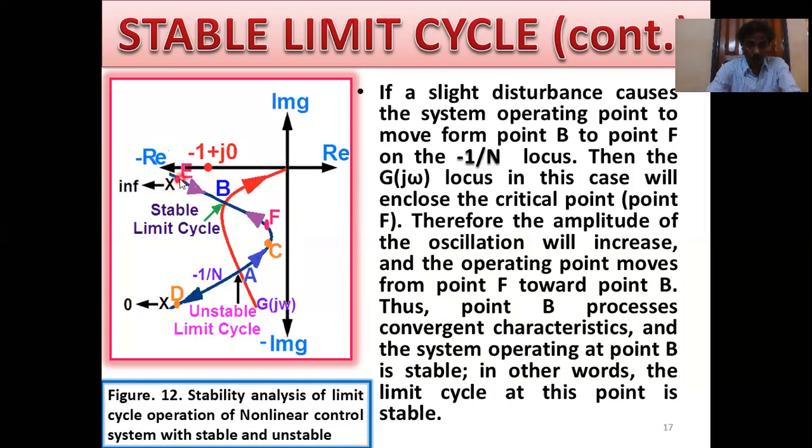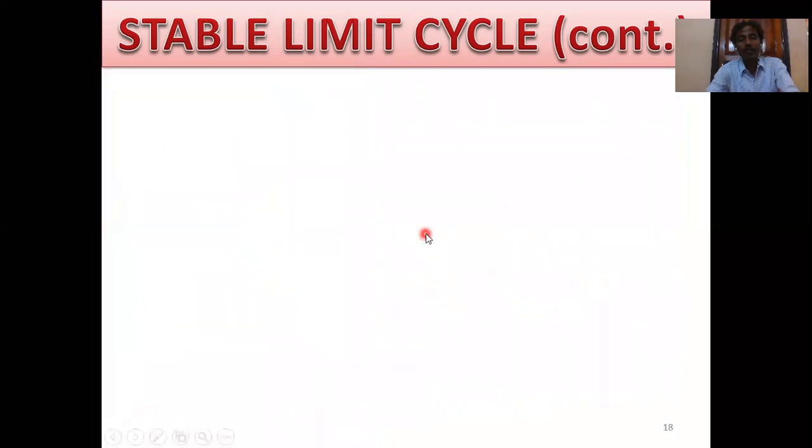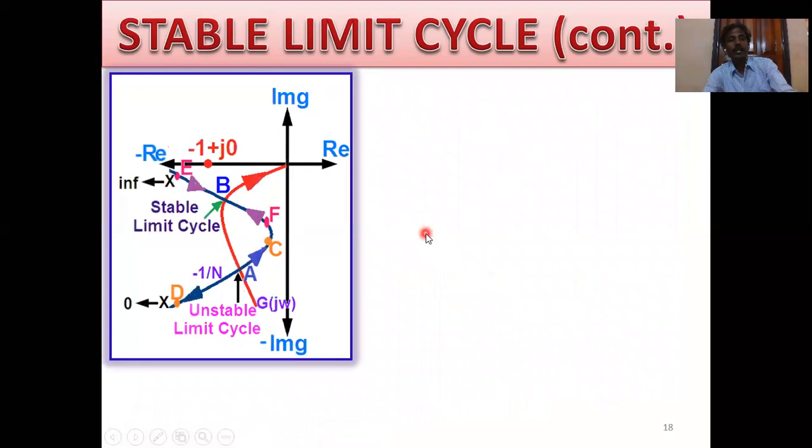So for outside, this is stable in the Nyquist sense. So x decreases, this is the decreasing direction, and when inside, enclosing the z omega locus, then oscillation increases. That's why x increases, and when x increases, this is the direction, and this is the stable limit cycle point, B point. So stable limit cycle point.